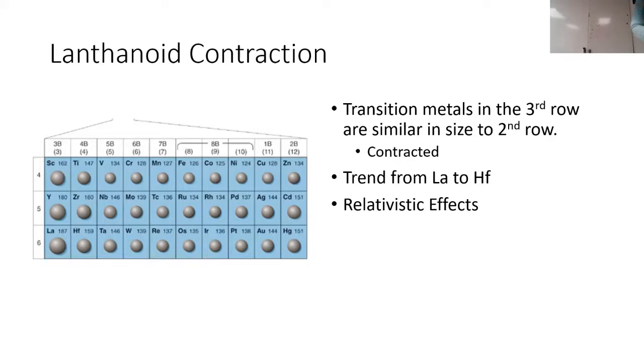So the lanthanide contraction, I'll give you a definition since you can't see it on the screen, is the observation that the size of the third row transition metals is similar to the size of the second row transition metals, rather than getting larger.